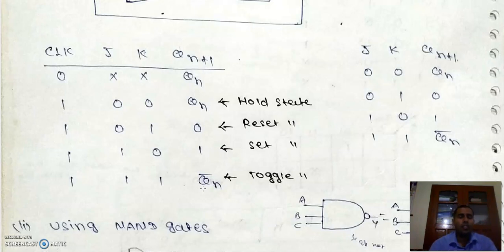Remember it: for 0 0 we will get the previous state, for 0 1 we will get the reset state, for 1 0 we will get the set state, and for 1 1 we will get the toggle state, which is represented as Qn bar.